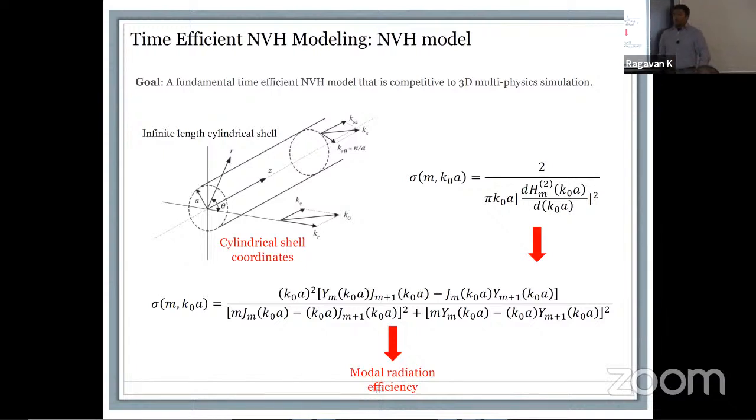You can define the geometry of your motor to be like a shell. So what you have here is the shell, which is considered to be an infinite shell.